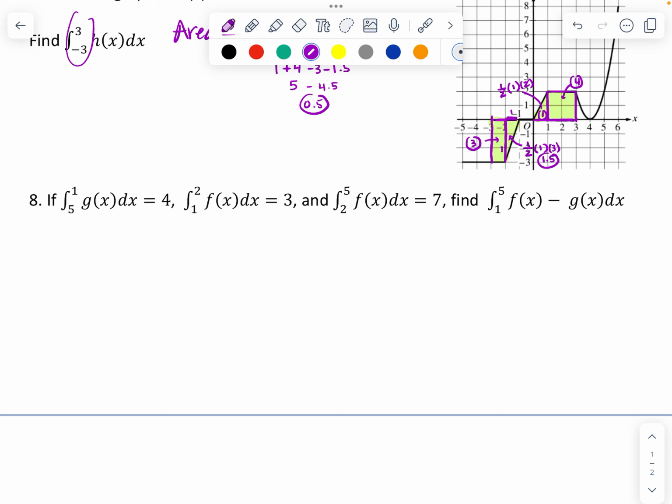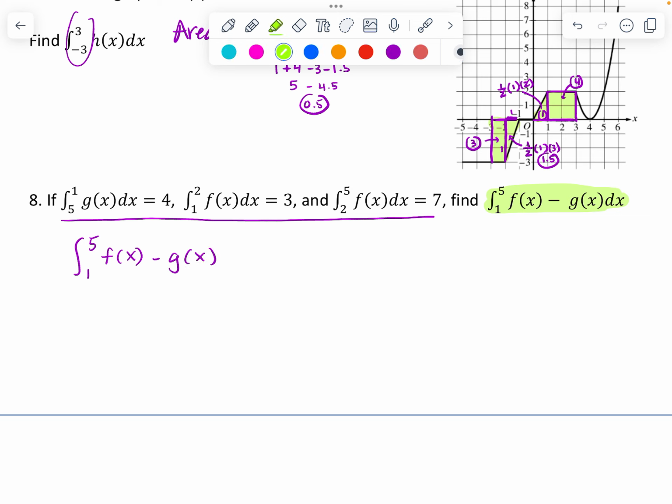All right, this one right here. So I'm given all of these little pieces here, right? And then all of a sudden, here's the question. So let's write down the question and see if we could separate it out a little bit. So this is the integral from 1 to 5 of f of x minus g of x. So you guys, some integral rules. Remember, we can split an integral over addition and subtraction. What does that mean? That means I can give each function its own integral. So this is going to be the integral from 1 to 5 of f of x minus the integral from 1 to 5 of g of x.